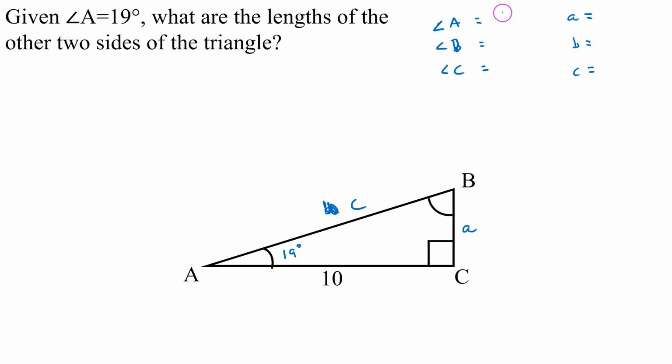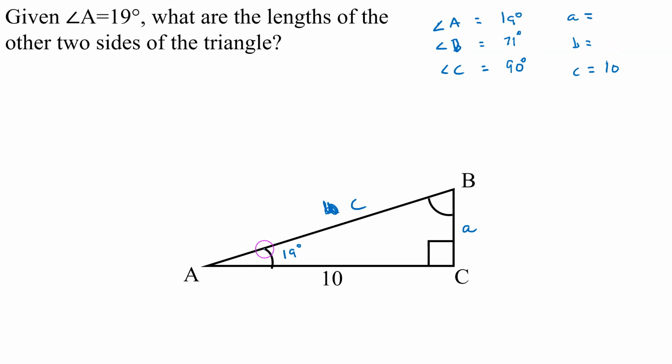Well, we're given angle A, 19 degrees. We are given side C of 10. We know angle C is the right angle, so that's 90. And we know all of these have to add up to 180, or these 2 angles, being the non-right angles, have to add up to 90. So this should be what? 71 degrees. So we need to figure out sides A and B.